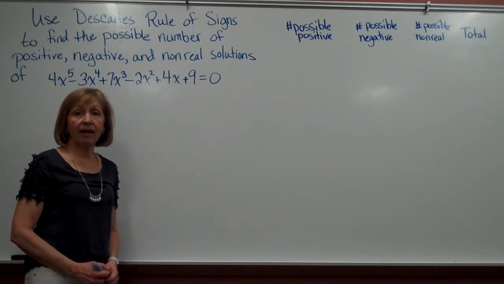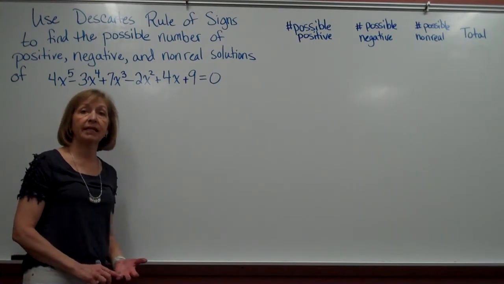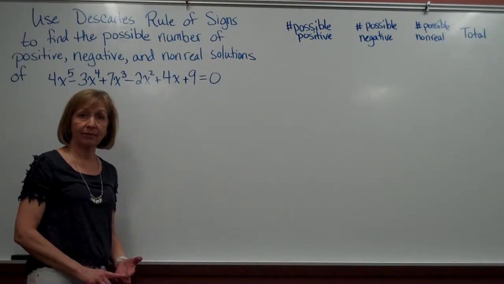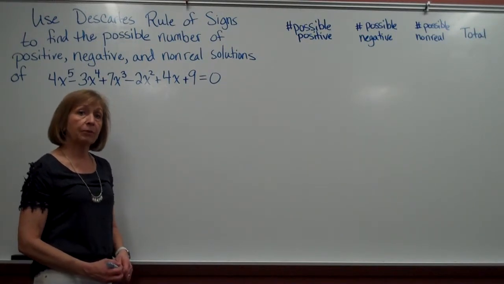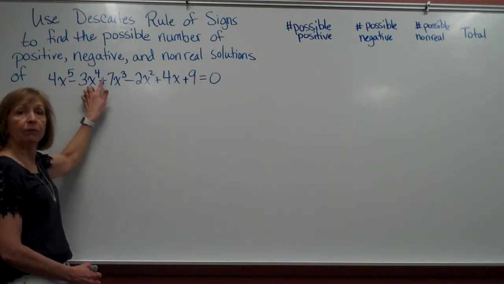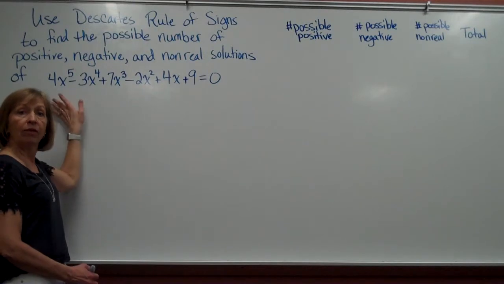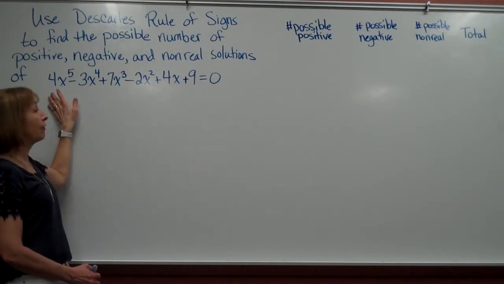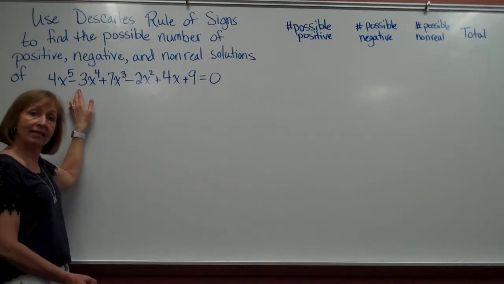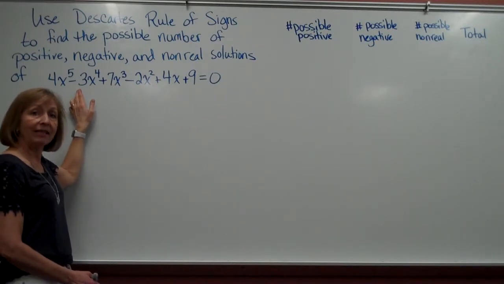Descartes' rule of signs, to find the number of possible positive, negative, and non-real solutions a polynomial equation has. For Descartes' rule of signs, what we look at is from one term to the next after it's been written in descending order, whether the sign of the coefficient in front of the term changes from one term to the next. If it does, that's called a variation. If it doesn't, then that's not a variation.